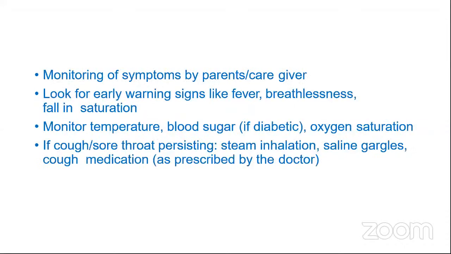Then monitoring of symptoms, this is the one thing we keep reinforcing again and again, which is very important in pediatric patients, especially because of a complication that is MIS-C. Then you have to look for early warning signs like recurrence of fever, breathlessness, fall in saturation, which could be an ominous sign and may warrant evolution of MIS-C. Then monitor for temperature. Blood sugar monitoring has to be done if the child is diabetic. Oxygen saturation definitely has to be checked.